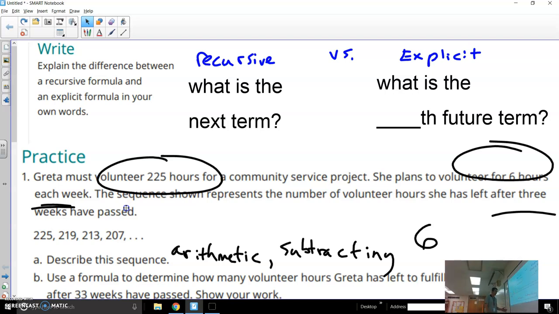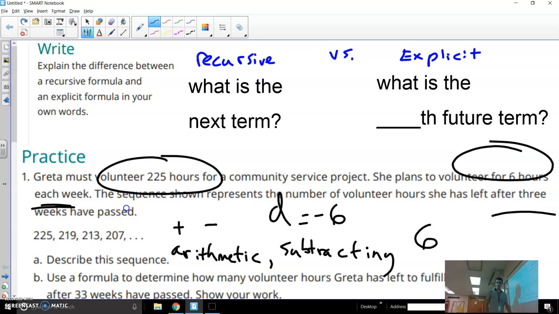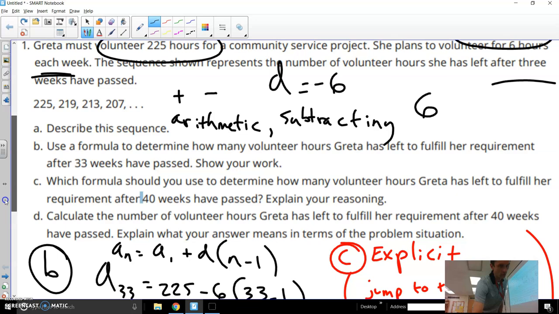Part A says describe this sequence, and I said, well, it's arithmetic. It's subtracting. Adding or subtracting is the concept of arithmetic. For this one, it's subtracting 6, so my common difference for this problem would be -6. But it's now saying use a formula to determine how many hours she has left to fulfill her requirement after 33 weeks have passed. So today we talked about how to build those formulas.